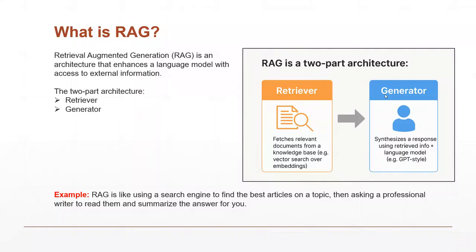You can use any LLM here, some open source or OpenAI's GPT-4 or any other new LLM that is available in the market. And to give you an example of how RAG works, let's say you are asking some query to the LLM model. So the retriever part will find the best article on that topic. There are many articles you will find on the internet, but the retriever's job is to find the best one. And then the generator is something that will read all of those best materials that the retriever has collected, and then it will summarize the answer for you. So that is where these two components work together.